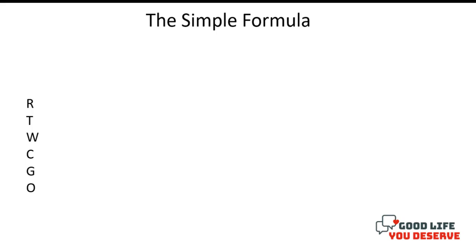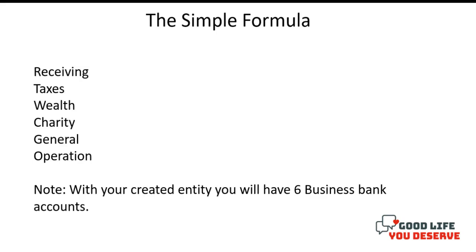So I know you heard the term KISS, keep it simple, stupid, right? Well, this simplifies it. The RTWCGO formula is this: the R is for receiving, then you have taxes, wealth, charity, general, and operations. Now, these are business accounts, which I mentioned to you in a previous video. You need to have 6 business accounts set up, and they're allocated this way.